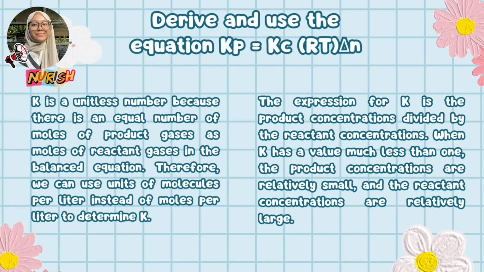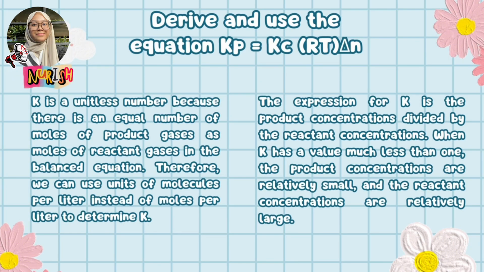Okay, so next I'm going to talk about deriving and using the equation. First, we have to know K is a unitless number because there is an equal number of moles of product gases as moles of reactant gases in the balanced equation. Therefore, we can use units of moles per liter instead of moles per liter to determine K. The expression for K is the product concentrations divided by the reactant concentrations.